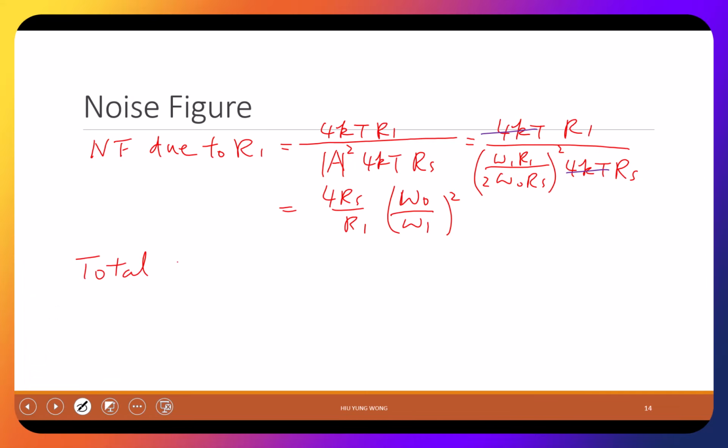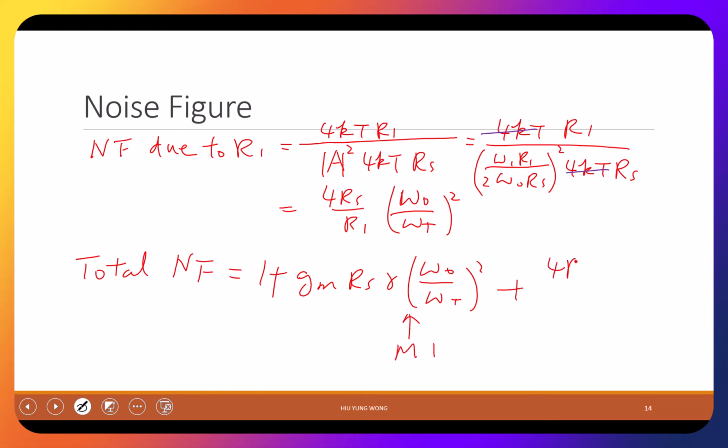And then with this, the total noise figure is, of course, 1 plus Gm Rs gamma omega 0 divided by omega T square. This is due to M1, plus 4Rs divided by R1 times omega 0 divided by omega T square. This is due to R1.